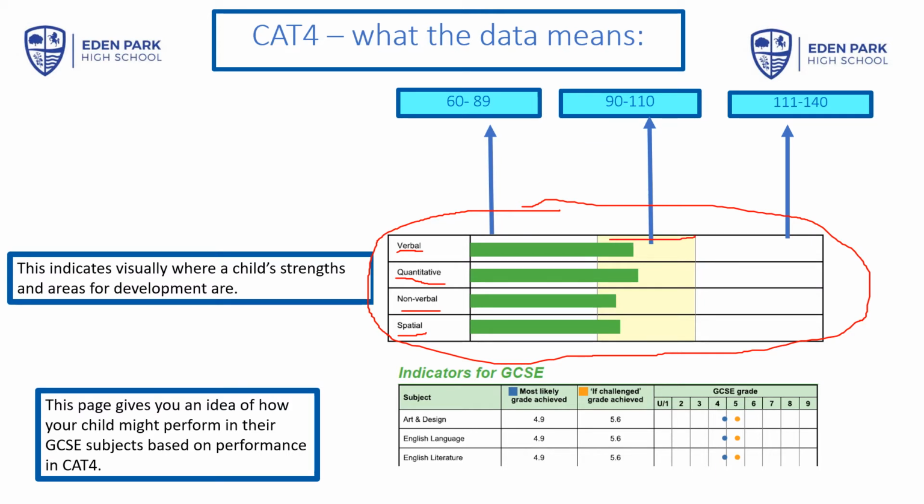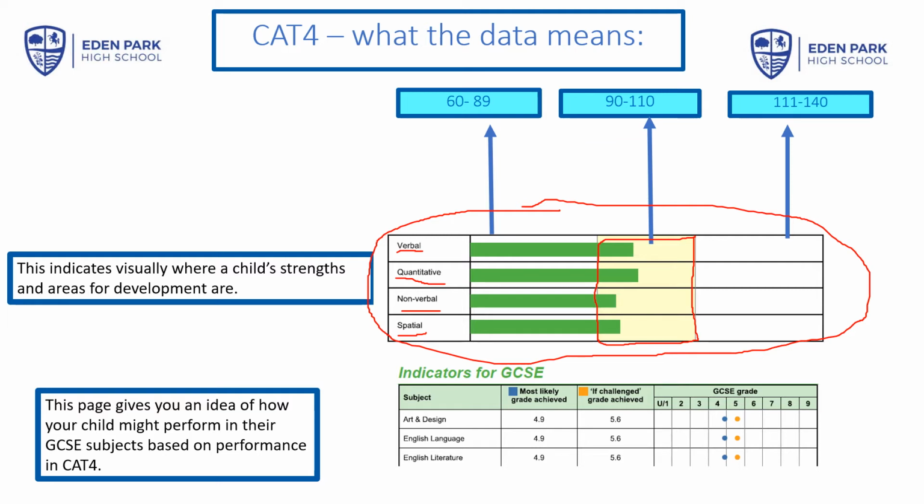Now, the yellow area I'm highlighting here is based on that child's age, where they should be scoring at this point in time. It's called a standardized age score. If they score between 90 and 110, they're roughly around where they should be scoring for their age group. If they're scoring below that, they're scoring slightly below where they should be for their age. If they're scoring above 110, they're into a more advanced territory for their age group.